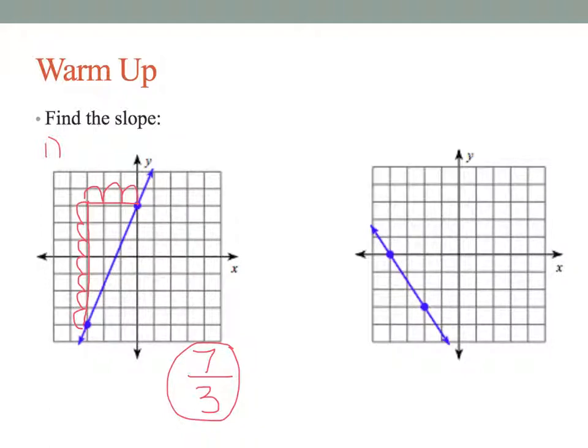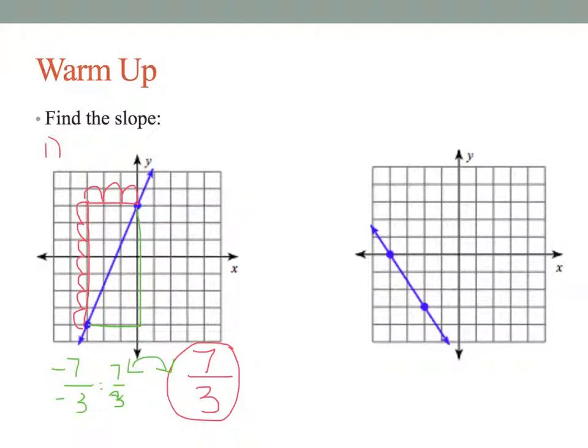Now if you did it the other way, so perhaps you went down first and to the left 3, that is okay too. You will still get the same answer because it will be a negative 7 over negative 3, which reduces to positive 7 over 3, and these answers are obviously the same. So either way you do it, you should still get the same answer.